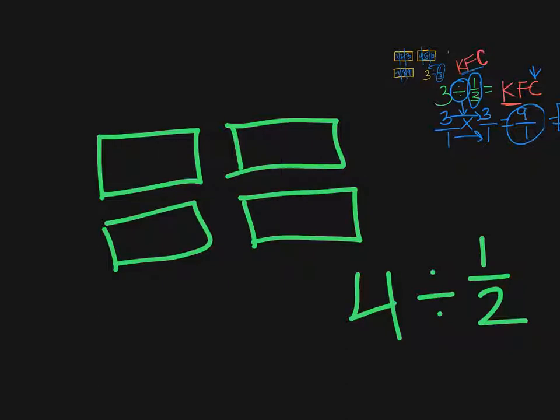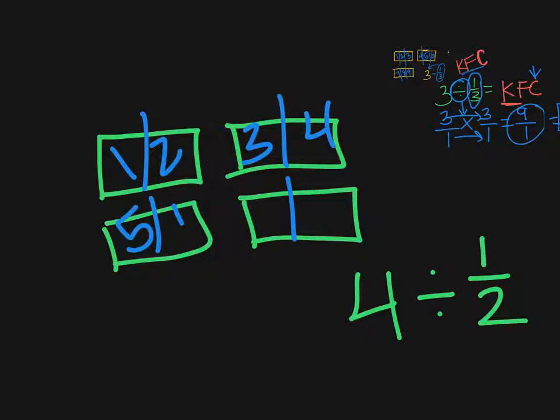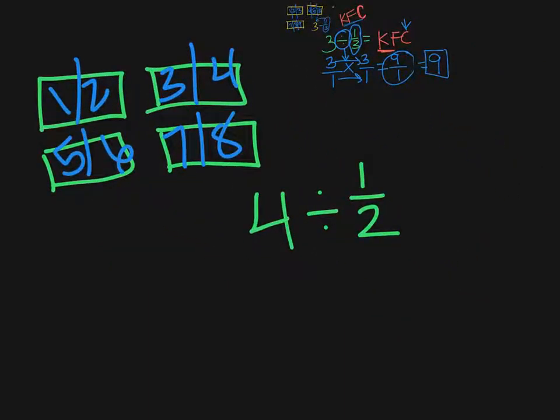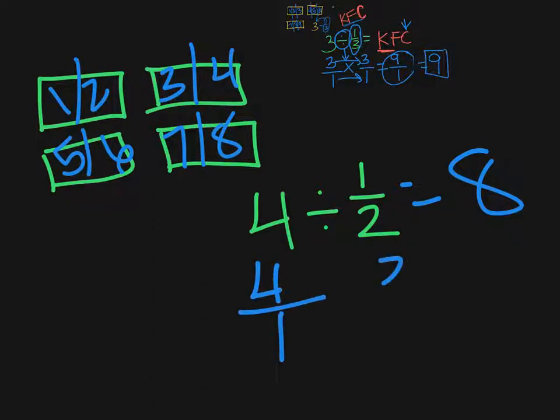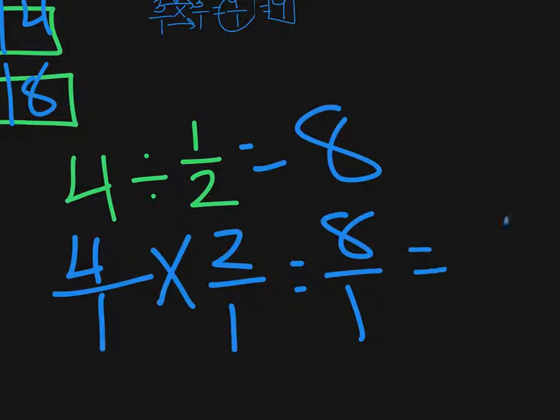So we'd have to actually take each one and cut it into half, which we do there, and just count the halves. 1, 2, 3, 4, 5, 6, 7, 8. So my answer would be 8 groups of 1/2, right? And we can check that by keep, flip, change. 4 times 2 is 8. 1 times 1 is 1. We simplify 8 over 1 into 8.